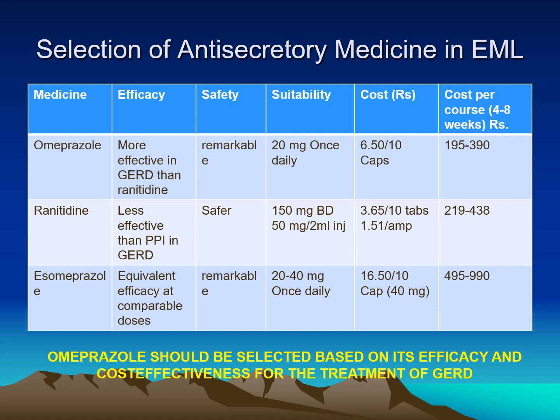Another example is selection of antisecretory medicine for treatment of reflux esophagitis in the essential medicine list. Now, many antisecretory drugs, H2 receptor blockers and proton pump inhibitors, are available. I have cited just three drugs: omeprazole, ranitidine, and esomeprazole, which is an improved version of omeprazole. Omeprazole is time tested and is found to be more effective in reflux esophagitis than ranitidine. Therefore, ranitidine is less effective compared to omeprazole.